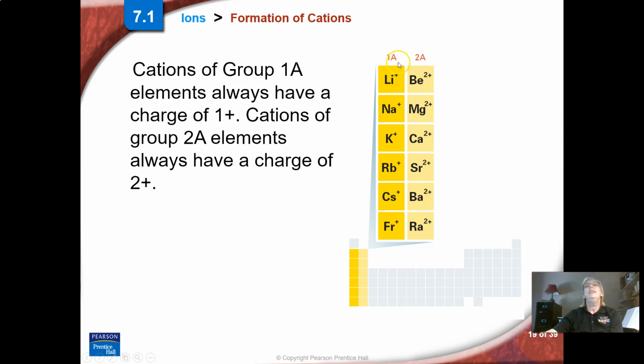So group 1 elements are going to lose 1 electron. They're going to have a +1 charge when they're done. Group 2 is going to have a +2 charge when it's done losing 2 electrons. So this is something we have to memorize. Group 1A is a +1. Group 2A is a +2. Very important.